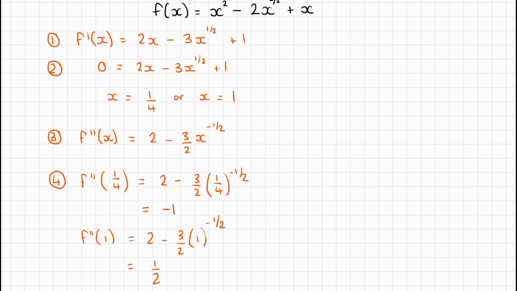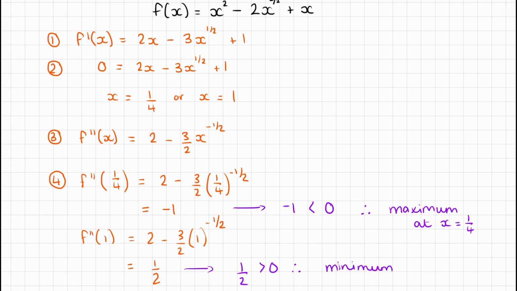So because in this situation here, negative 1 is less than 0, it means it is concave down, which means it is a maximum. And then with the 1, this 1 a half is greater than 0, which means it's concave up, which means it is a minimum when x equals 1. And once again, if you want to find the points, just always read the question to see what answer they're wanting, sub those values back into the original equation, and you'll get the coordinates of those 2 points. And that's maximums and minimums.